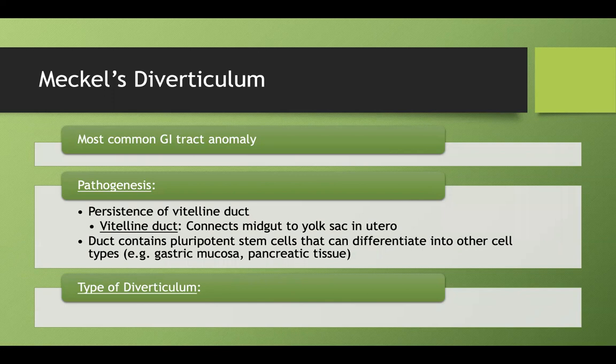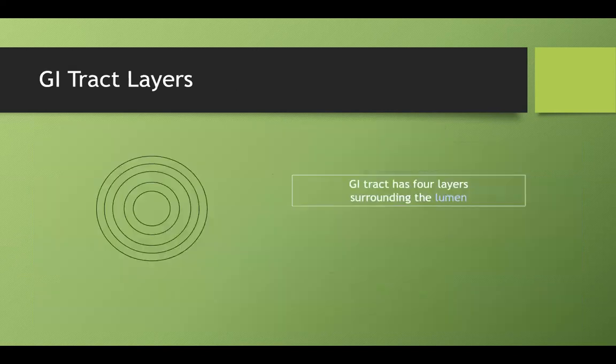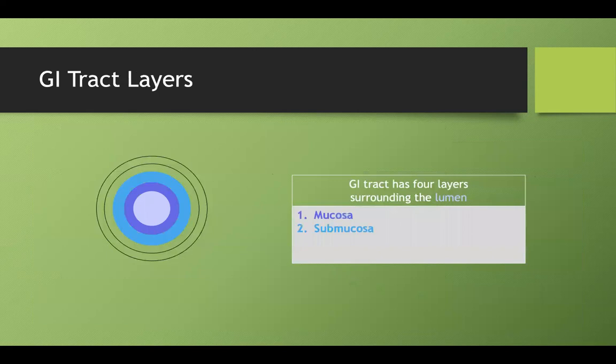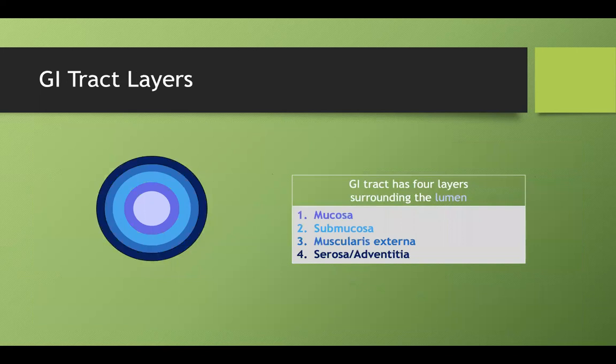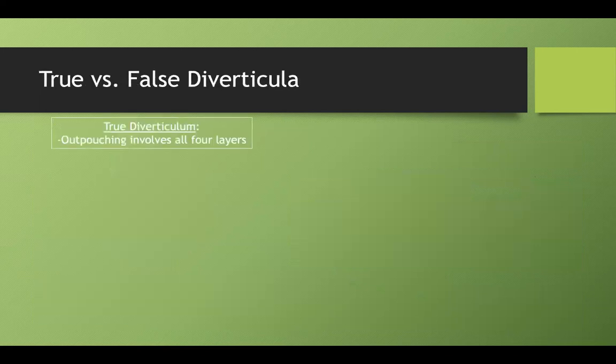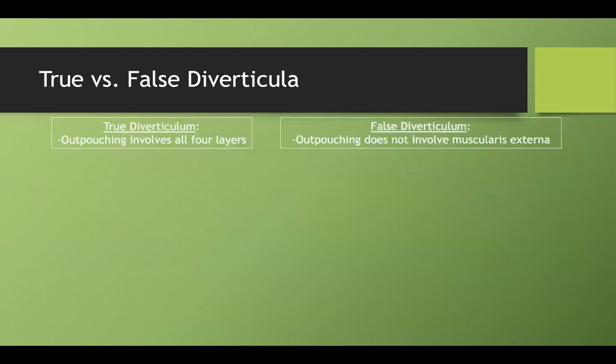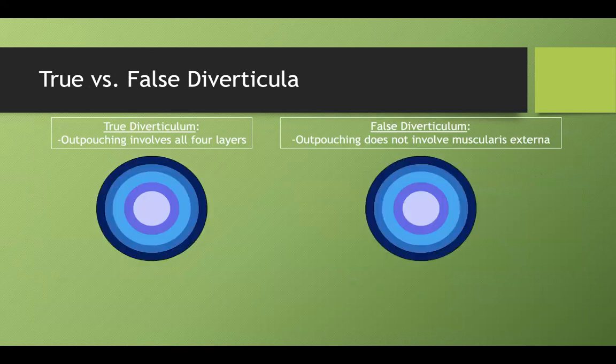And the type of diverticulum that you have to know is that this is a true diverticulum involving all 4 layers of our GI tract. So in our GI tract, we have a lumen, a mucosa, a submucosa, our muscular layer, and then the serosa or adventitia. And when we look at diverticula, you can have a true diverticulum, which involves all 4 layers, or a false diverticulum, where the muscular layer is not involved.